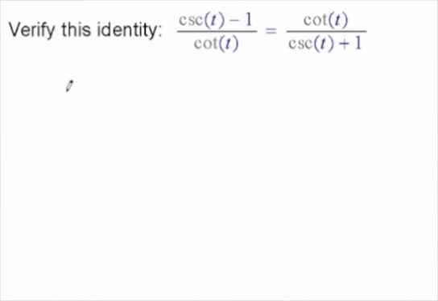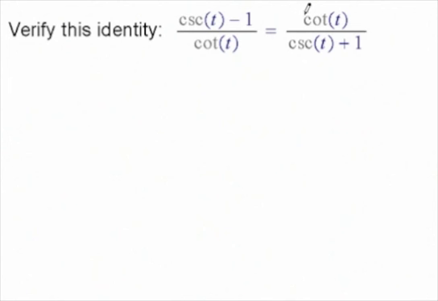Here's another example of verifying an identity. This is probably one of the more tricky ones, but it has the general same setup all the time. Here you have one term on the left, one term on the right. They're both fractions. They both have cosecant and cotangent in it. When you see something like this, there's only one thing that's going to work, and that's to conjugate the top and/or conjugate the bottom on this side.